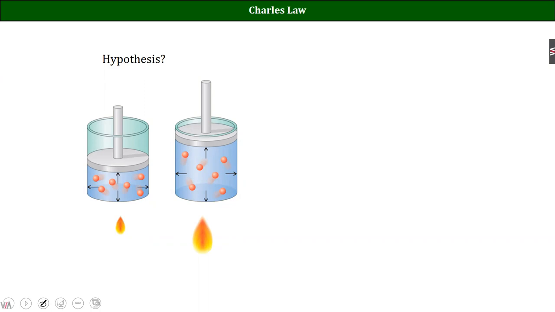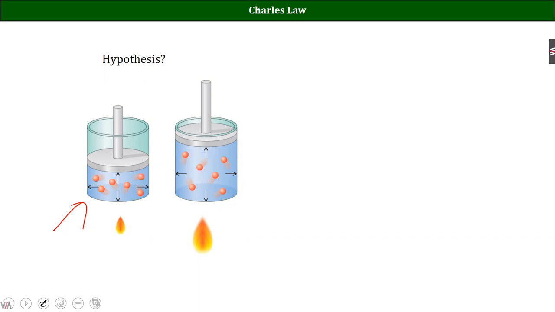Charles' law is basically a similar experiment, except he started with a closed container and he kept the pressure constant and he just applied heat to it to change the temperature and he watched what happened to the volume. So what would we expect to happen if you have this closed cylinder that can change its volume? What happens when you increase the temperature of those gas molecules?